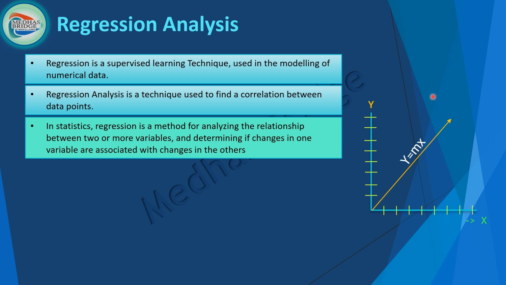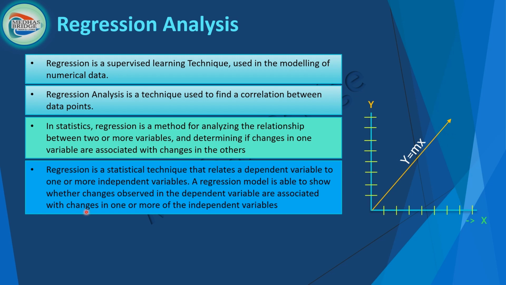If you look at this diagram, there is an x-axis and a y-axis. By changing the x value there could be a change in the y value, and if you plot the points, this is how it looks like. This is a sample example for y is equal to mx. So regression is a statistical technique that relates a dependent variable to one or more independent variables.